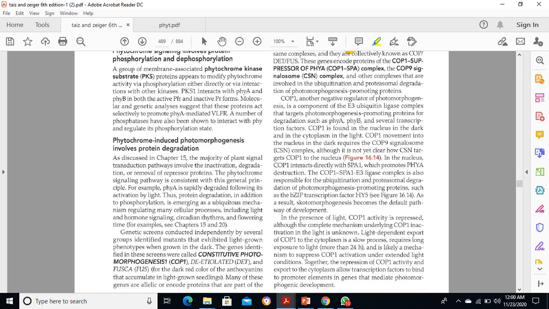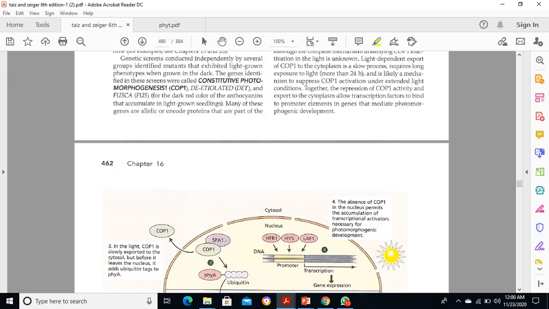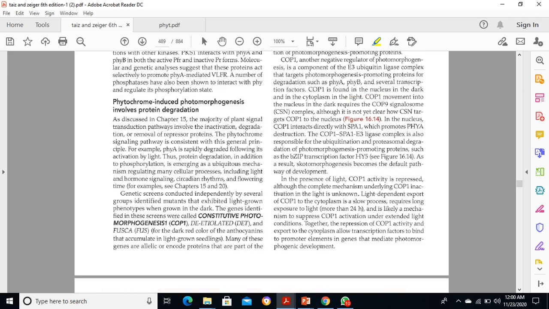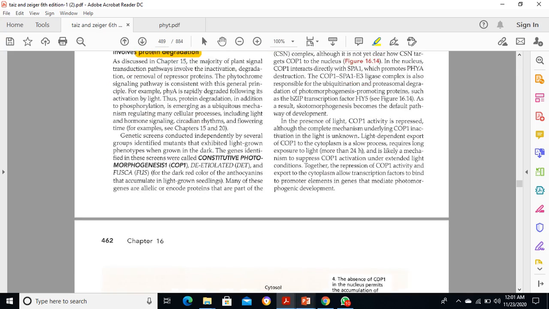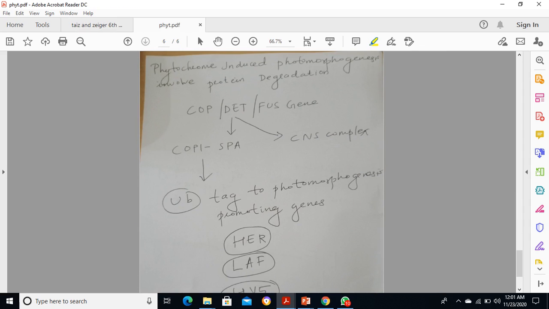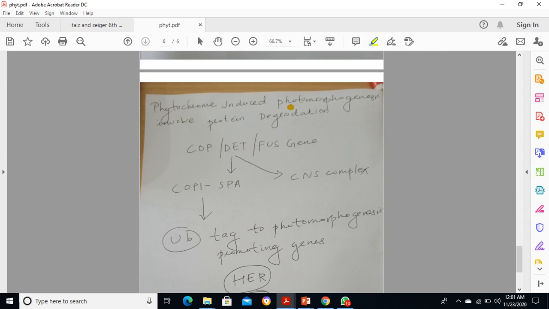Okay. So that is how this phytochrome will mediate photomorphogenesis. Now, I told you that this phytochrome induces various photomorphogenesis responses. So phytochrome-induced photomorphogenesis involves the degradation of certain proteins. So which are these genes? See, phytochrome-induced photomorphogenesis involves protein degradation. Okay.